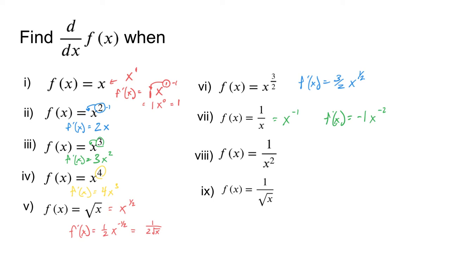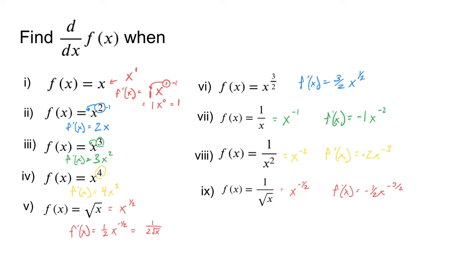What about Roman numeral 8? Remember that that's x to the negative second power. Same thing. We take that negative 2, we put it in front, and we reduce my exponent by 1. So the derivative of x to the negative second power is negative 2x to the negative third power. Finally, what about this guy? Okay, well, this is x to the negative 1/2 power. So the derivative is going to be negative 1/2 x, reduce the exponent by 1, to the negative 3/2 power.